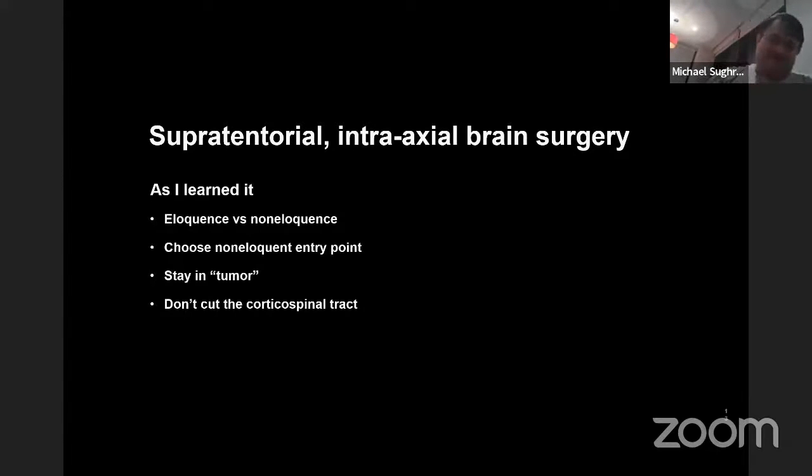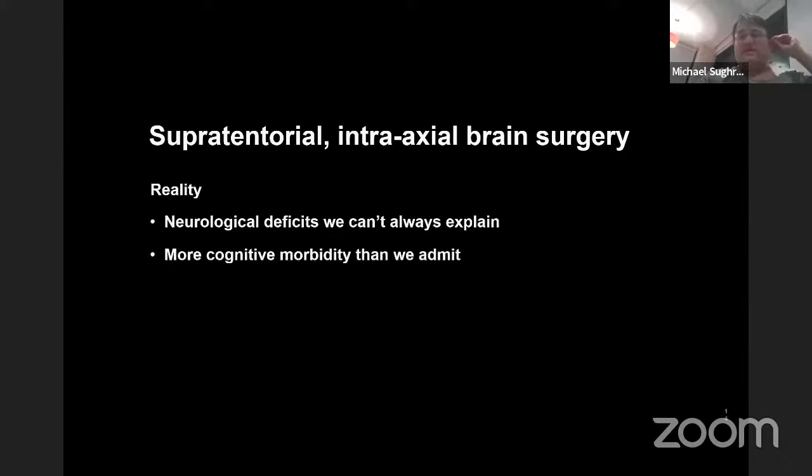That was a bad thing, don't cut that. But other than that, the rest of the brain is fair game, do what you had to do. And again, sometimes that works and patients go home and they do great.